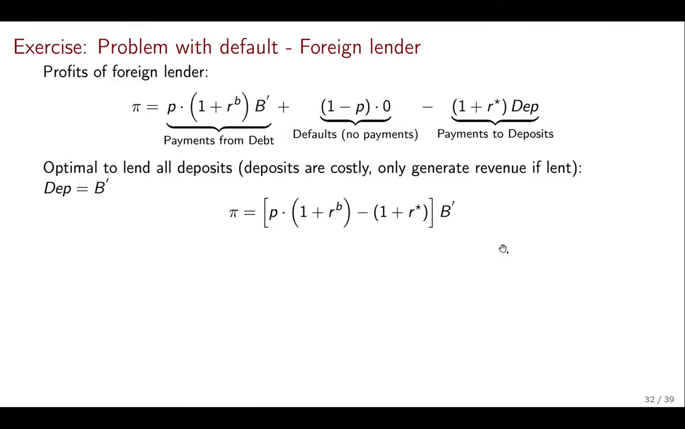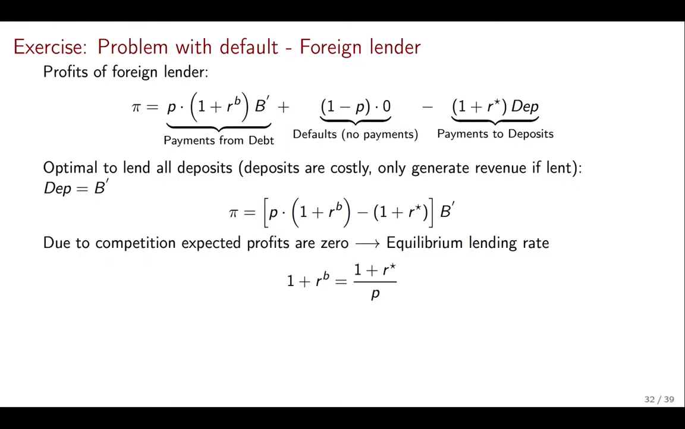And what happens with these profits being linear, we've seen this before many times in the course, is that because of the zero profit condition, because of competition in this market, it has to be that these profits are zero. And so in equilibrium, the lending rate has to be such that these profits are zero. When we solve for this expression for the lending rate, RB, we're going to find that it is a markup over the international interest rate.